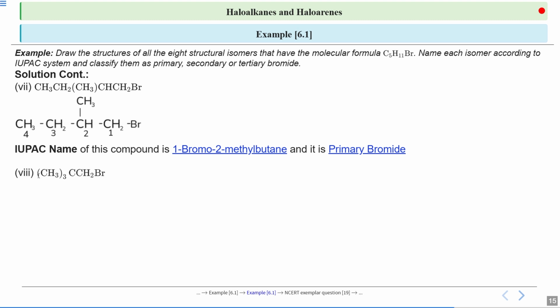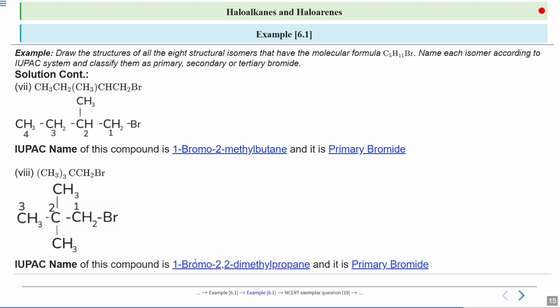The last isomer, the 8th isomer, is (CH3)3C-CH2Br. The structure of it is CH3, C(CH3)(CH3), CH2Br. The carbon at which bromine is present should get the lowest possible number, so 1, and then 2, and then 3. The IUPAC name of this compound is 1-bromo-2,2-dimethyl, because we have 2-methyl as a substituent twice at the second position. So 1-bromo-2,2-dimethylpropane, because 3 carbons are present in our parent chain, and it is a primary bromide.